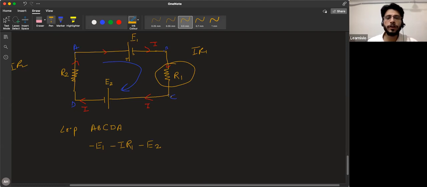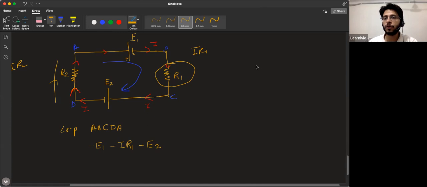Arpit, we are going from D to A, plus IR2. Are we going in the direction of current or in opposite direction? It is in opposite. Look carefully, Arpit. We're going from D to A. Are we going in the direction of current or in opposite direction? Sir, in the direction. I'm going from D to A. Current is also in D to A. We are going in the direction of current.